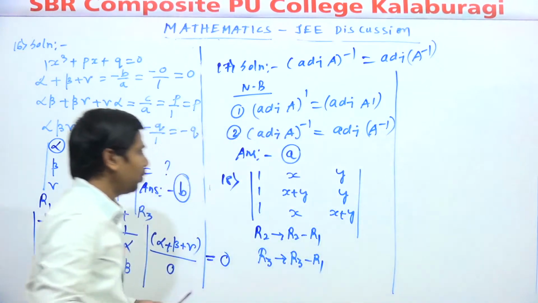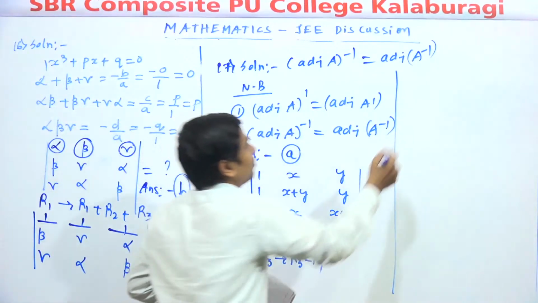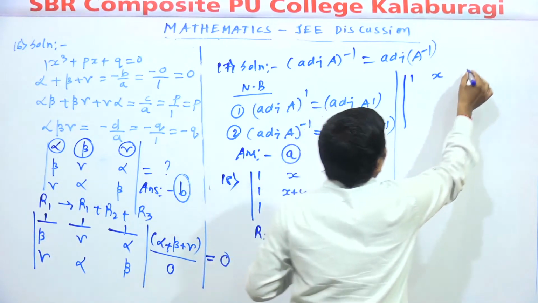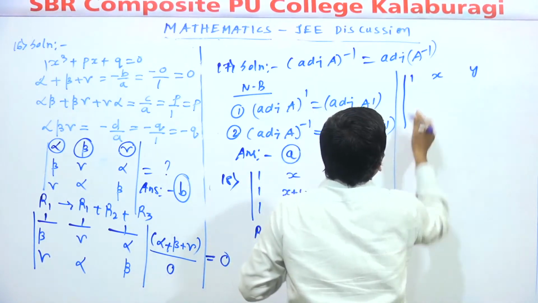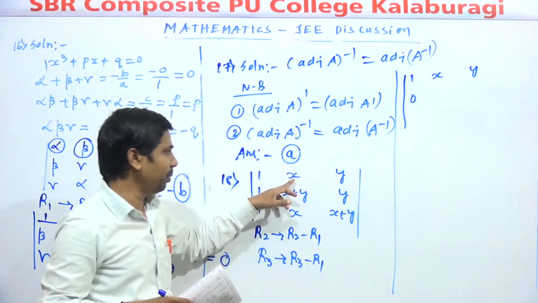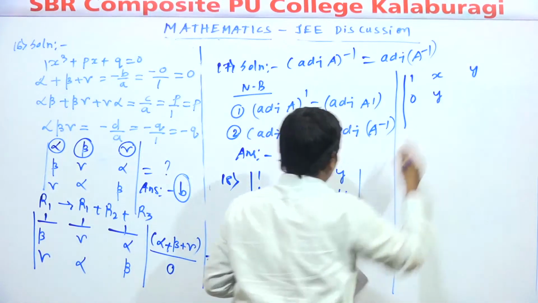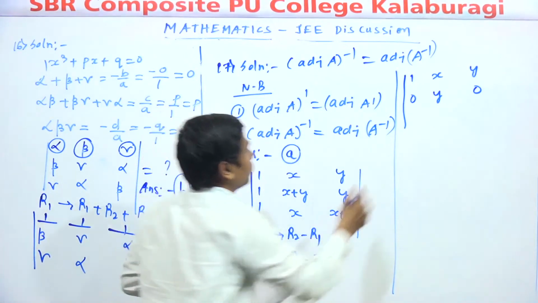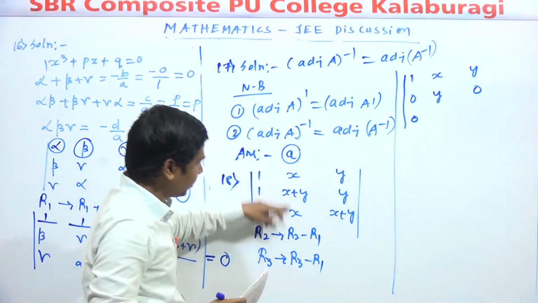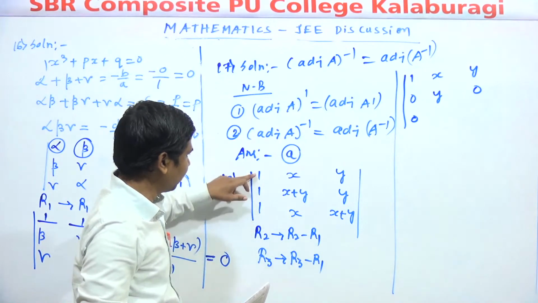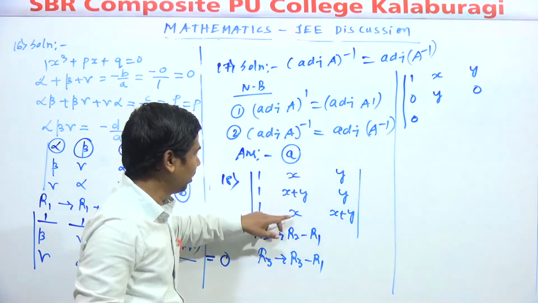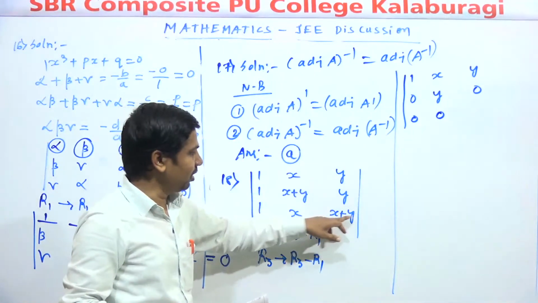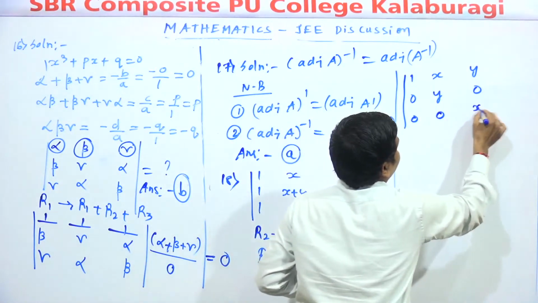Keeping R1 as it is, R1 is 1, x, y. Then 1 minus 1 is equal to 0. X plus y minus x is y, that is left out. Y minus y is 0. Again, R3 minus R1: 1 minus 1 is 0, x minus x is 0, x plus y minus y is x, that is left out. Right?